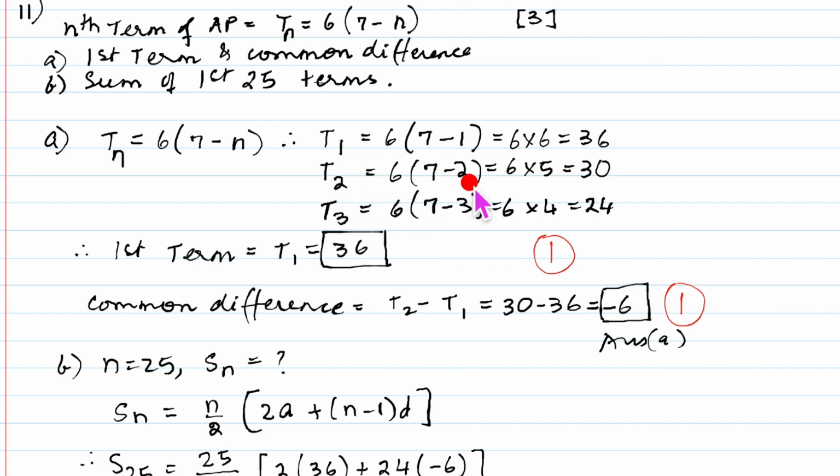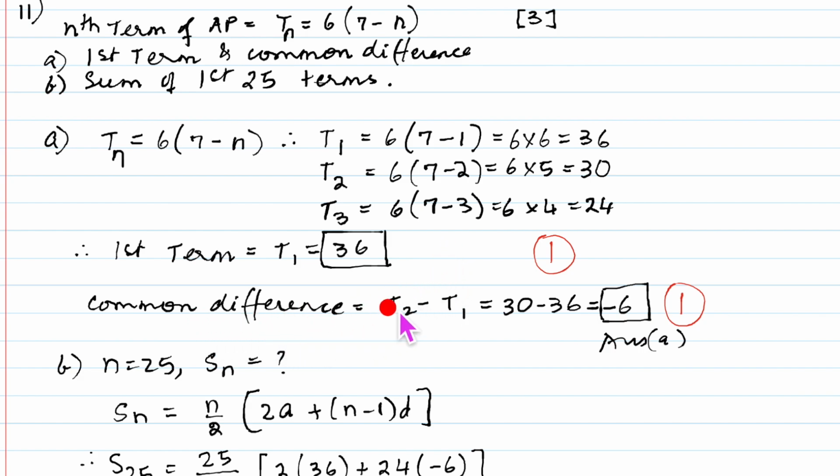T2, where n will be 2. Exactly the same we are going to do, 6 into 7 minus 2, that is 6 into 5, that is 30. And T3 also the same way. So the first term will be T1 and that is our 36. That becomes our answer 1.